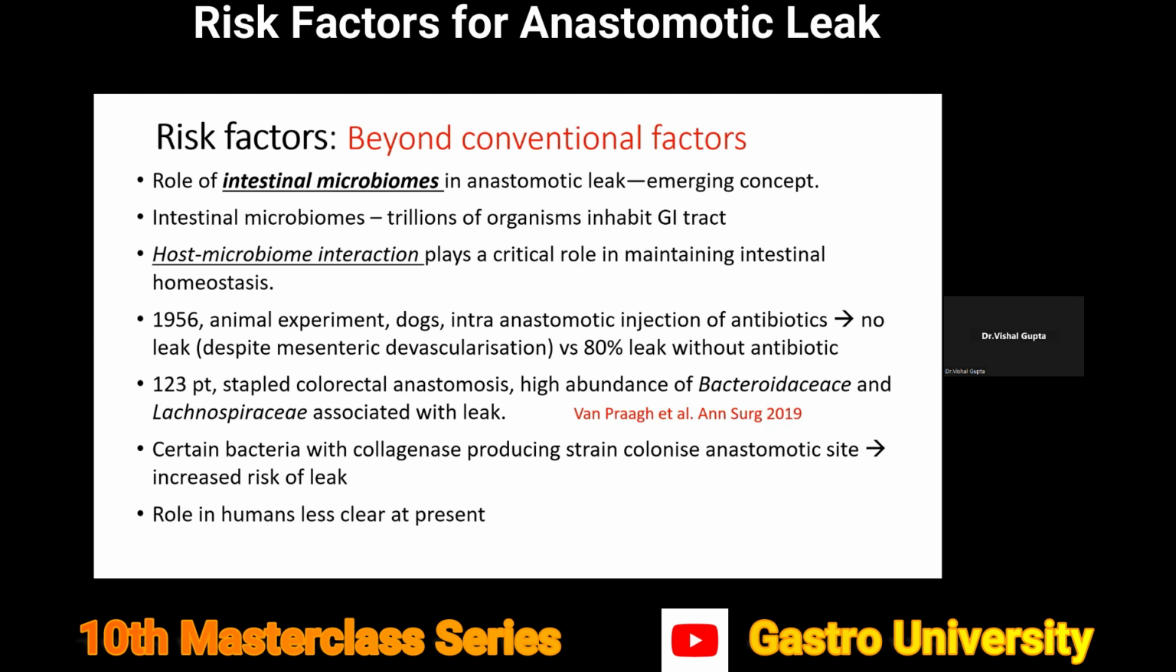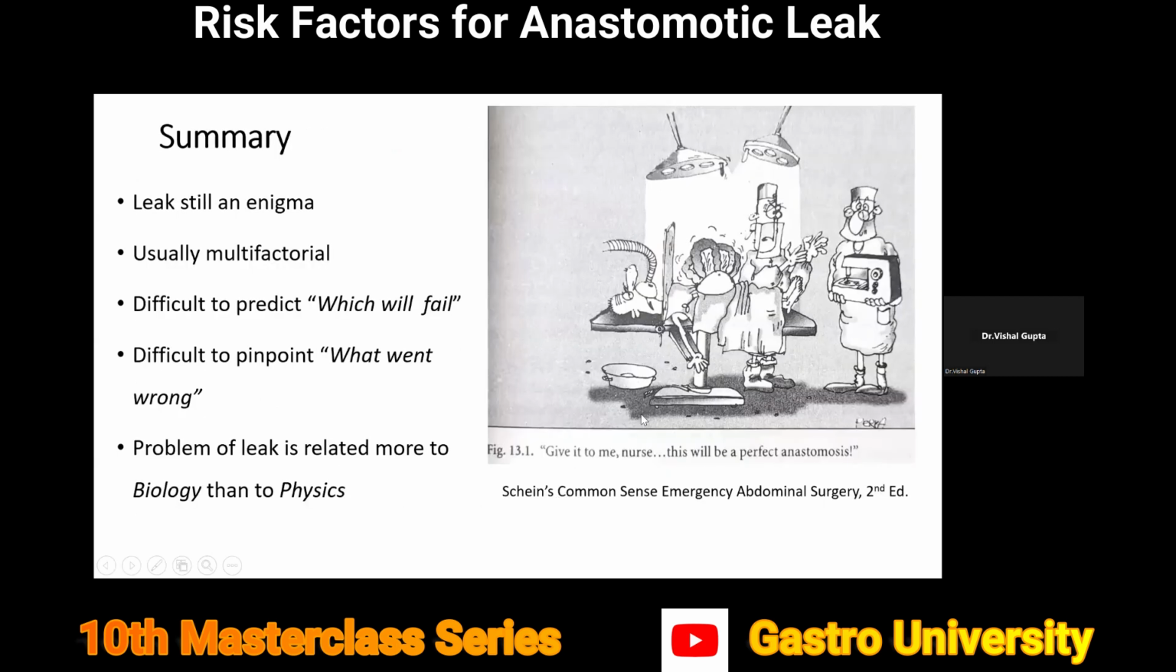But still, we don't have sufficient evidence to suggest their role, so that we can have some mitigating measure to address the intestinal microbiome to reduce the anastomotic leak rate. So just to summarize, the anastomotic leak is still an enigma for the surgeon. Usually they are multifactorial, and it is very difficult to predict with high accuracy which anastomosis will fail. And once that happens, it is very difficult to pinpoint what actually went wrong.